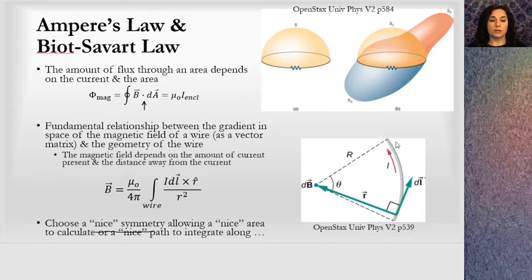For instance, here we just have a part of a circle of wire. It's just a piece of wire. It doesn't extend in a whole circle. So the magnetic field of that is not going to be some simple equation. You would have to integrate over that distance. The takeaway is that the magnetic field depends on the amount of current and the distance away from that current. You can see that here.